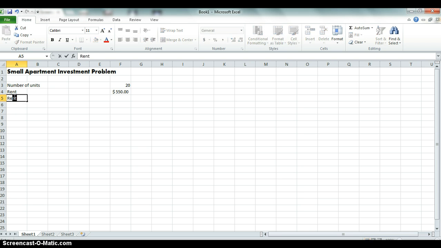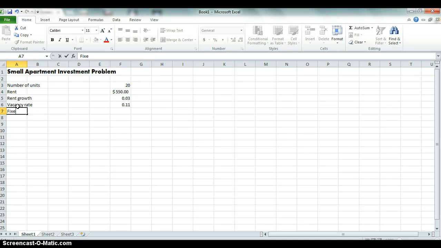The rent growth, at 3%. Then we have the vacancy rate, because the building will not be all occupied all the time, so our vacancy rate is 11%. Then we have some expenses to take care of.